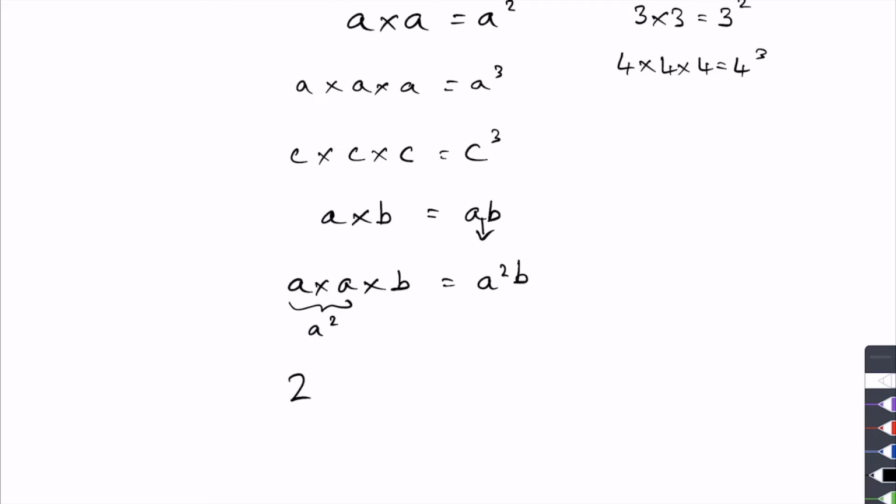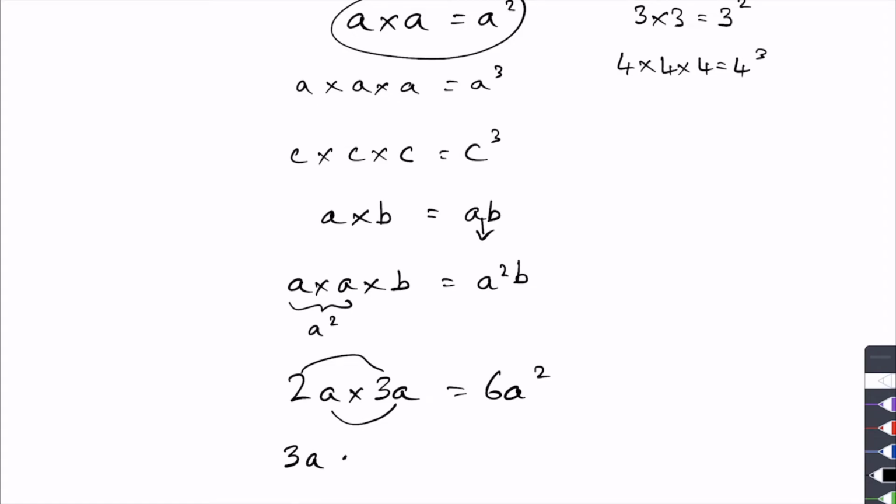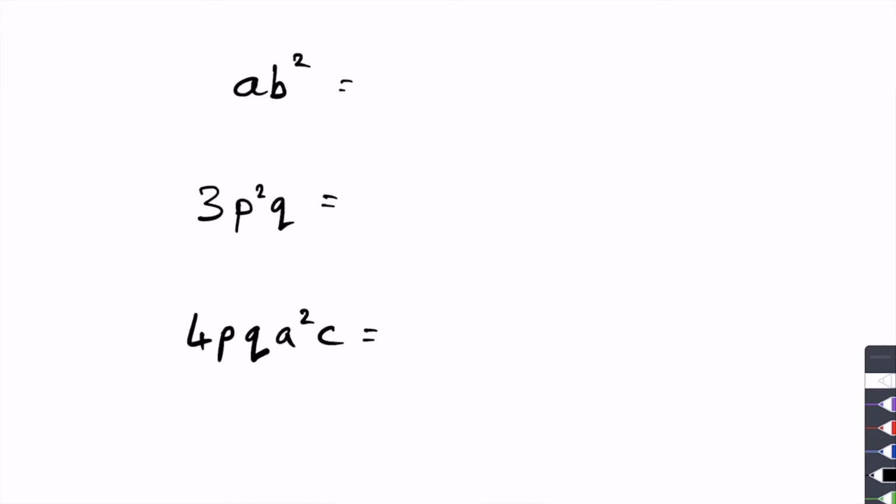So if you had 2a times 3a, 2 times 3 gives you 6, and a times a, we can see from the top, gives you a squared. If you had 3a times 2a times 2b, well, now we've got 3 times 2 is 6, 6 times 2 is 12, a times a is a squared, and that's all multiplied by b, and that's how you would write that there.